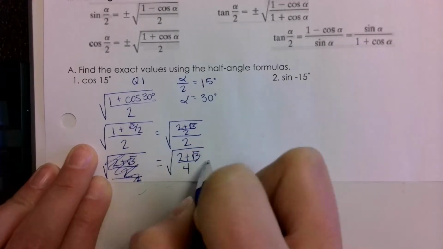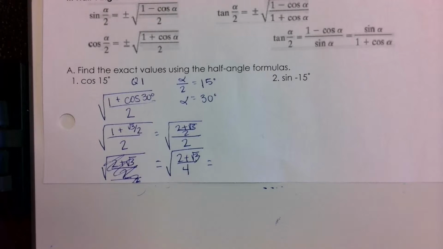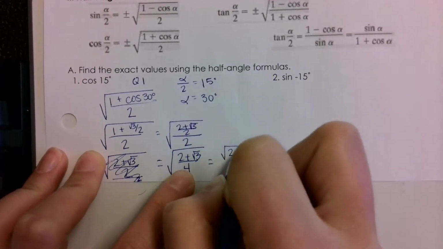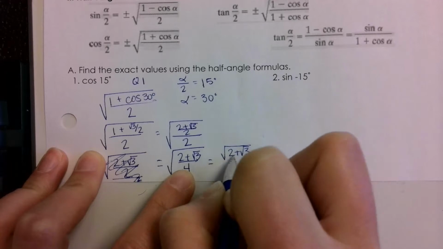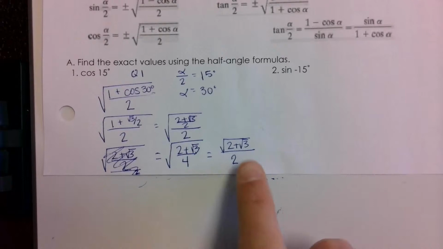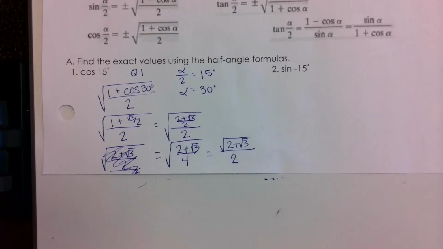And then we can take the square root of the numerator and denominator separately. So we'll just leave square root 2 plus square root 3 on the top, but then we can take the square root of 4 and we'll get 2 there. So that's as far as we'll go with our answer on this one. Questions?